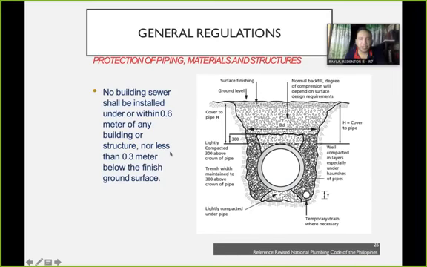So we have another protection of piping. No building sewer shall be installed under or within 0.6 meter. So that should be 24 inches. This one is doing trench width maintained to 300 above crown of pipe. So the 12 inches. So this 600 mm is 24 inches. This is 300, 300, and there's another 300.